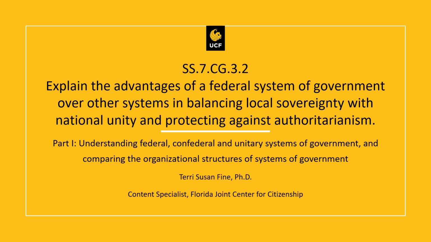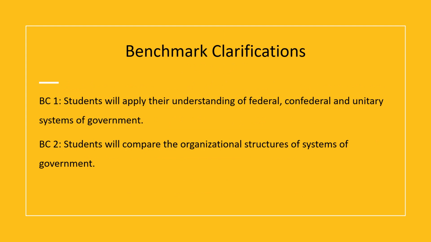Today we look at benchmark CG.3.2. Explain the advantages of a federal system of government over other systems in balancing local sovereignty with national unity and protecting against authoritarianism. In Part 1, we focus on understanding federal, confederal, and unitary systems of government and comparing the organizational structures of systems of government. We will be looking at Benchmark Clarification 1 and Benchmark Clarification 2.